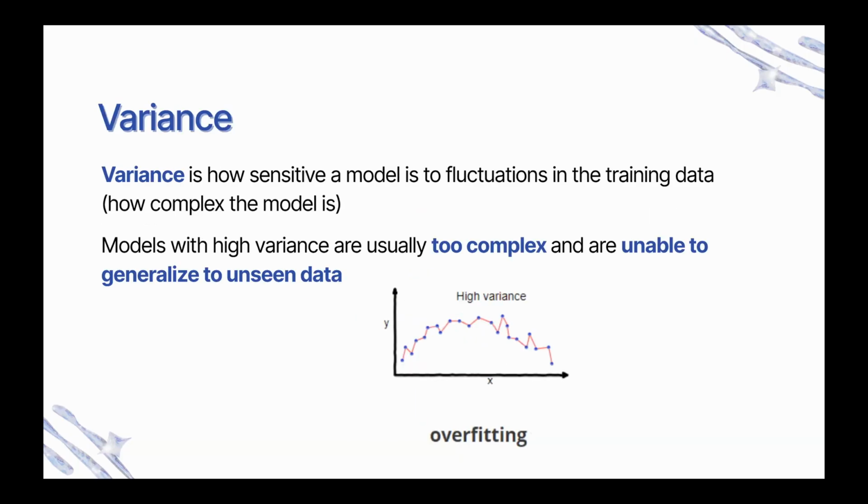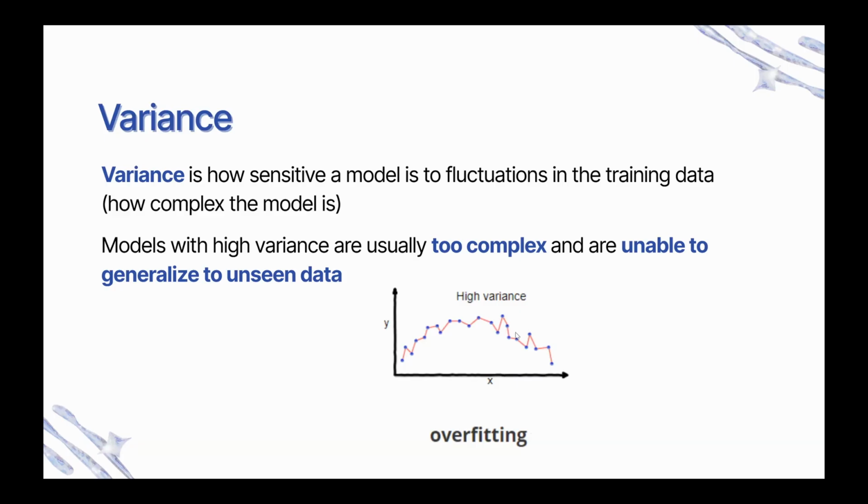Variance is how sensitive a model is to fluctuations in the training data, sort of how complex the model is. Models with high variance are too complex and unable to generalize to unseen data. What do I mean by that? On the other side of the spectrum, you have variance. You can see here that this model fits the points perfectly, but notice how complex it is. I don't even know what this function is. It's a very jagged, overly complex fitting.